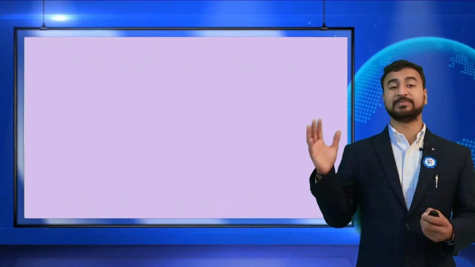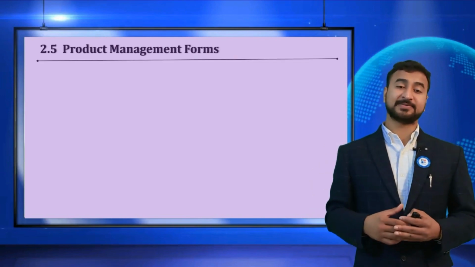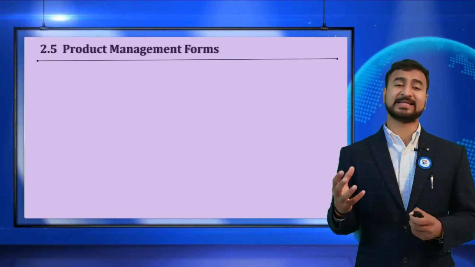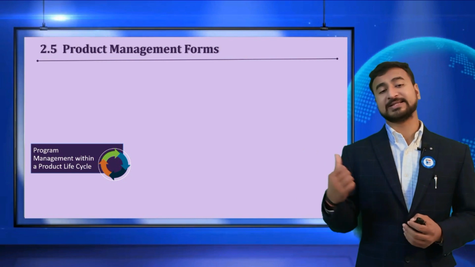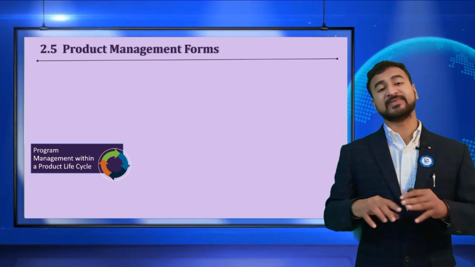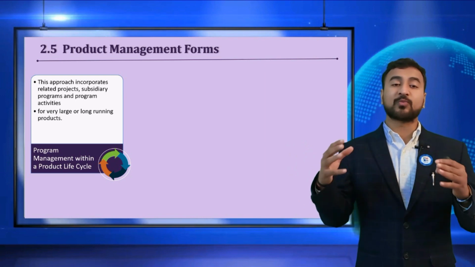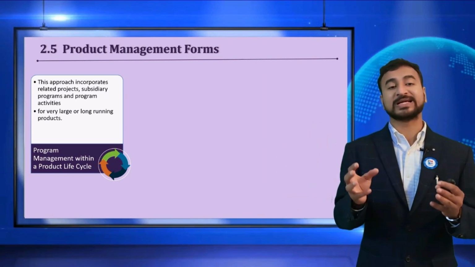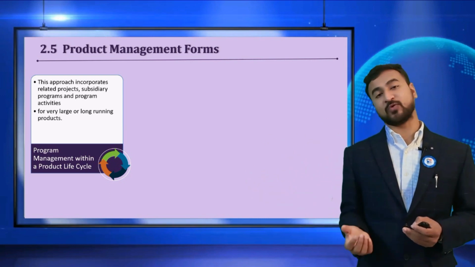So that is the bigger consideration. Now there are different forms of product management or the product management life cycle. Different forms exist. There are different permutations and combinations possible. So one would be, as you saw, the program management within the product life cycle. That is where the approach incorporates related different projects or subsidiary programs or project activities for very large or long running products.